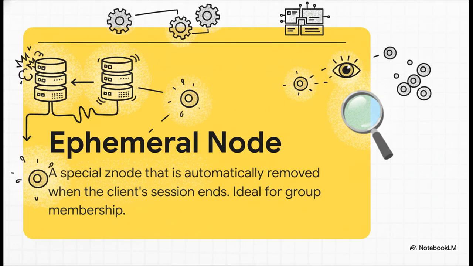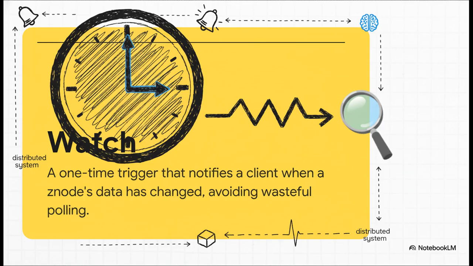Each server just creates its own ephemeral node, and to see who's alive, you just look at which nodes are still there. It is so elegant. And the last piece of the toolkit is the watch.